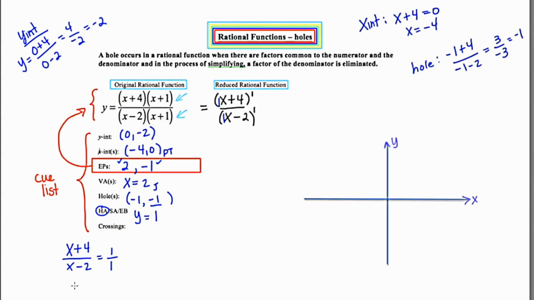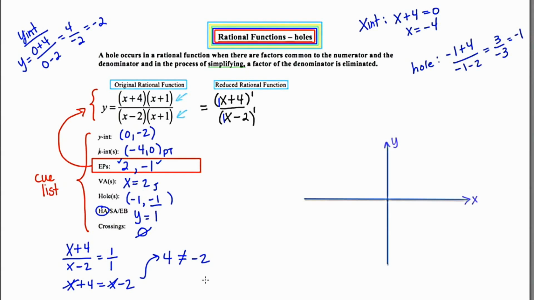Cross multiplying, we get x plus 4 equals x minus 2. The x's drop out, and then we're left with 4 equals negative 2. But we know that 4 doesn't equal negative 2, so that's just nonsense. And this tells us that there are no crossings. Okay, all the Q's are done. The puzzle pieces are in place. Let's try to put the puzzle together.